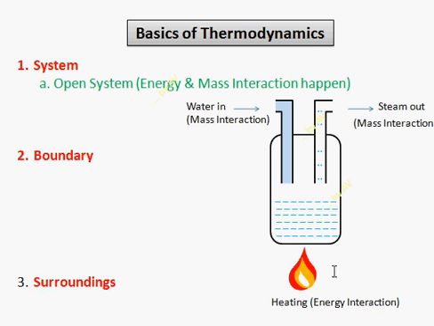Next, energy interaction. The heat energy is getting inside the boiler from outside. So in case of the boiler, when this boiler is treated as system, here mass interaction as well as energy interaction happen. So the boiler can be taken as an example for open system.